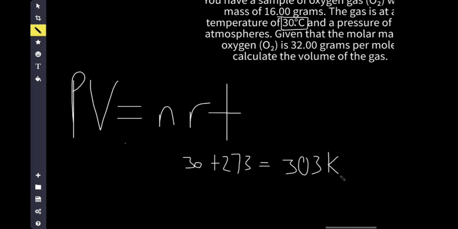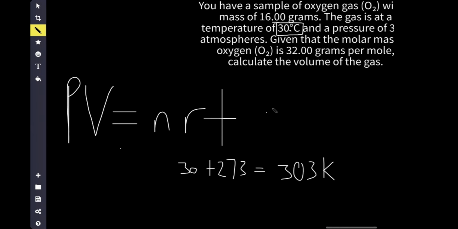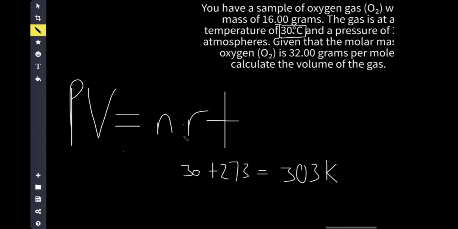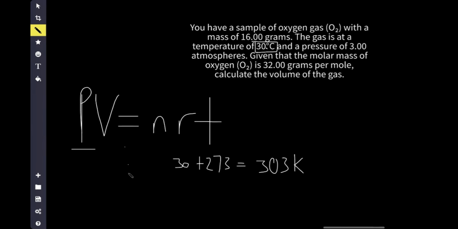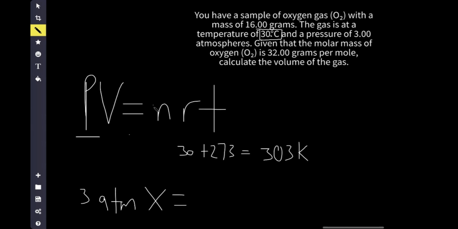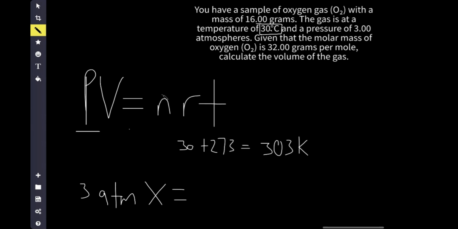303 degrees Kelvin. So that's kind of our first problem taken care of. But what's kind of our second problem? Well, we have pressure. We know that the pressure is 3 atms. We're trying to calculate the volume. Let's call that x. Wait, what? We don't know the amount of moles of gas. It says it has a mass of 16 grams, but they don't give us the amount of moles of gas.